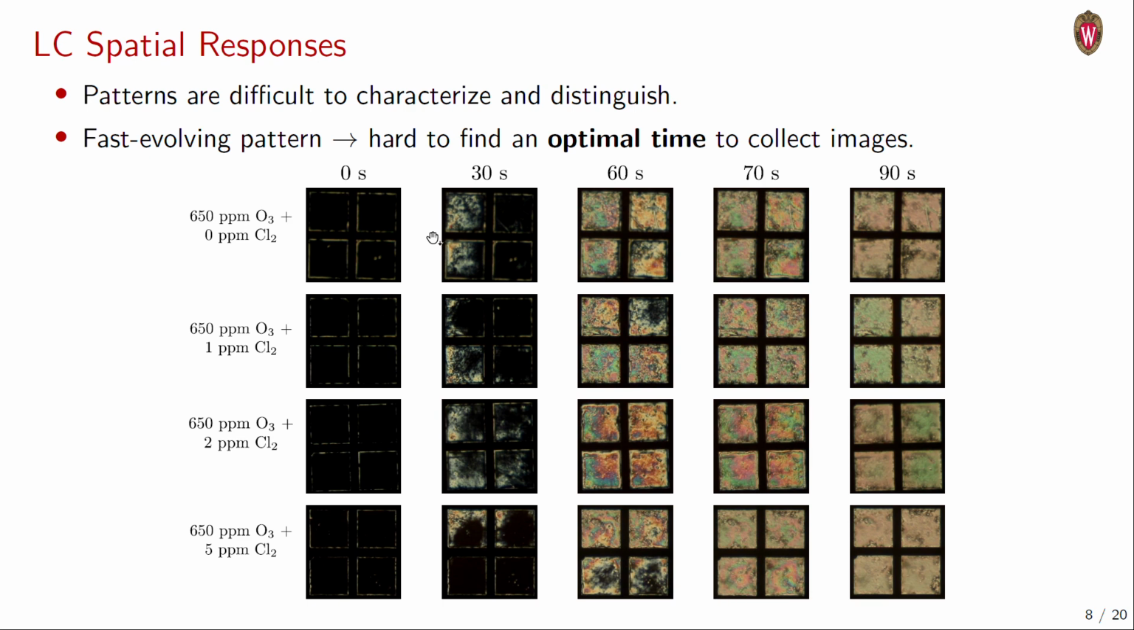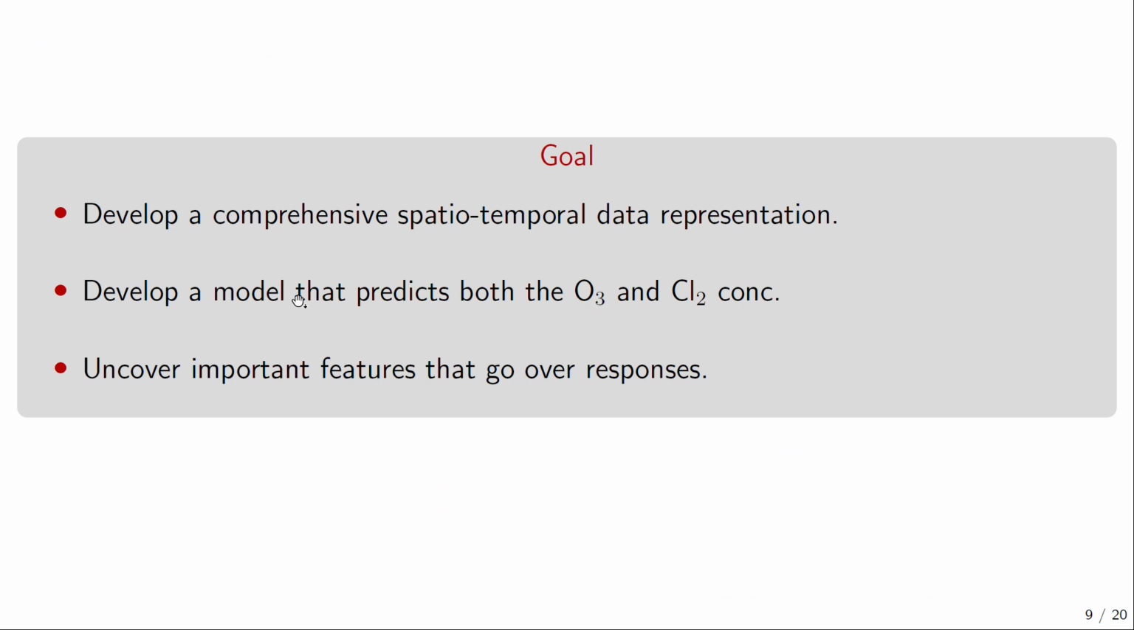In application, it is important that the sensors are able to measure the concentration of both chlorine and ozone, and these components are commonly present together in water treatment facilities and other industrial processes. Therefore, our first goal is to develop a comprehensive spatial temporal data representation of the sensor video. The second goal is to develop a model that predicts both the ozone and chlorine concentrations. The third goal is to uncover important features that govern responses.